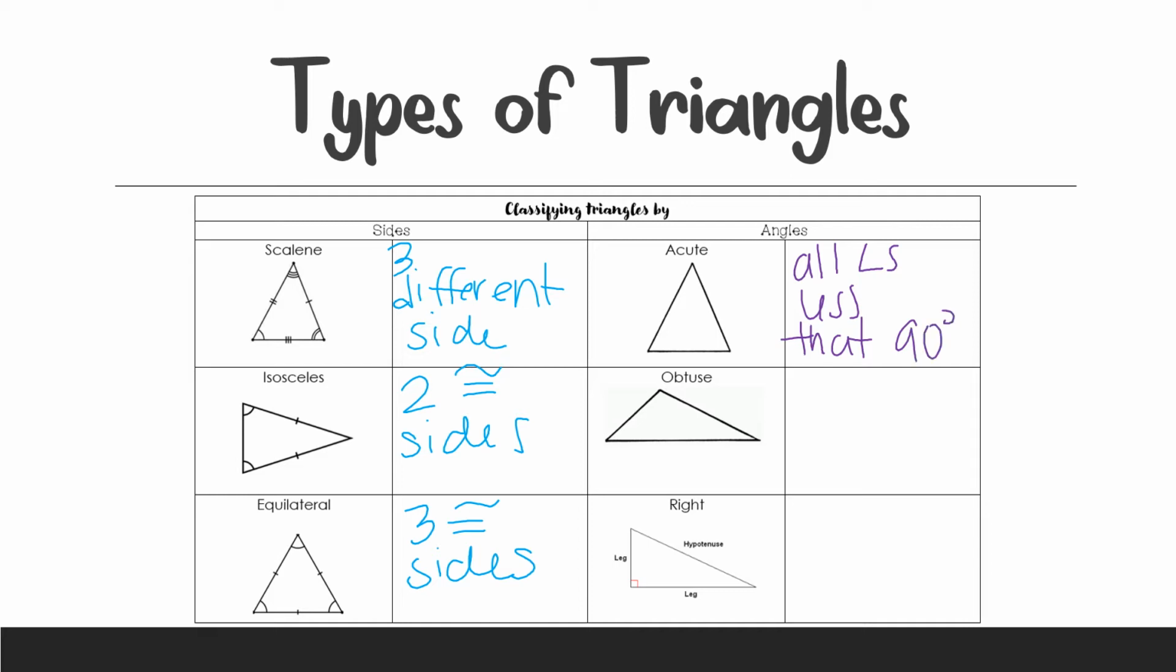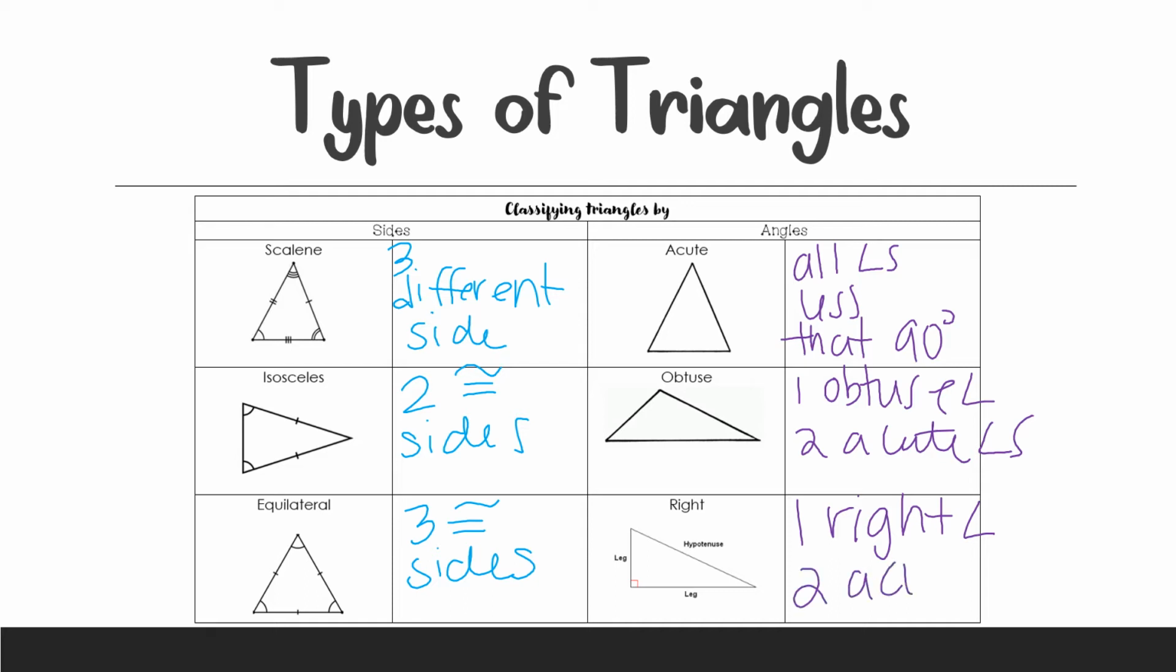An obtuse triangle has one obtuse angle, so one angle larger than 90 degrees, and then it has 2 acute angles. A right triangle has one right angle, or one 90-degree angle, and then 2 acute angles.